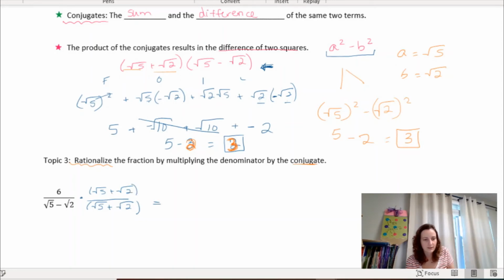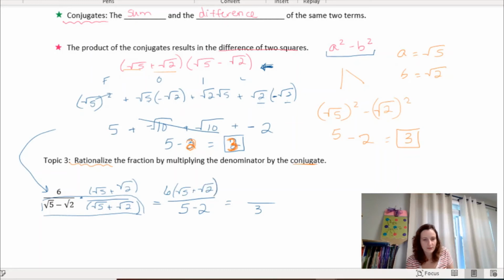So we've already done this bottom piece here. This is the same as up here. So we already know that the denominator is going to become 5 minus 2, which will become 3. And now I need to multiply the numerator. So I'll have 6 times the quantity, square root of 5 plus the square root of 2.